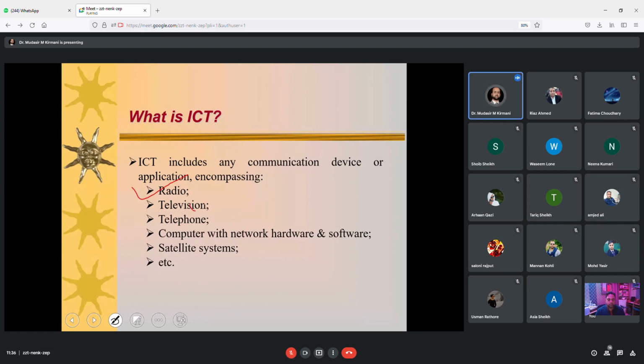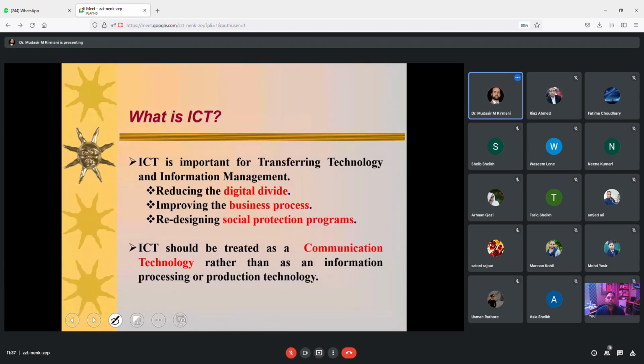So radio can also be treated as a technology, television is a technology, telephone is a technology, computer with network, hardware and software is a technology. And it's one of the best forms of technology because it has helped us improve the process of communication in such a fashion that irrespective of the distance between the sender and the receiver, we feel as if we are connected together. Then the satellite system is a form of information and communication technology. Then there are a good number of other forms.